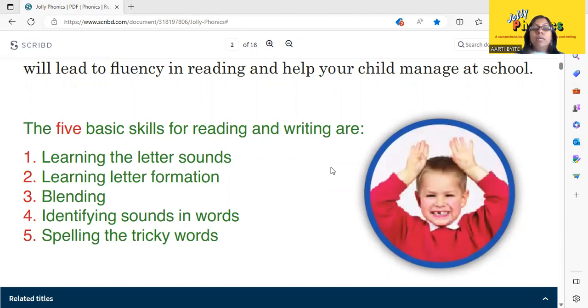So here, learning the letter sound is being done by Jolly Phonics, learning the letter formation, of course, blending, identifying the sounds in the words, basically the tricky words, and spelling the tricky words. So yesterday, the topmost 3 we have already discussed. Now, today I shall be putting some light on identifying sounds in words and spelling the tricky words. So here we go.